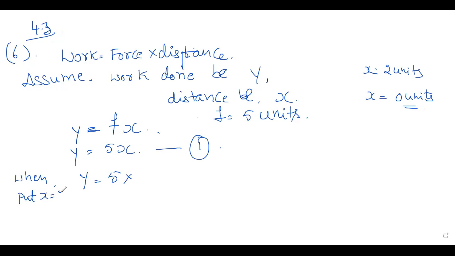X is equal to 2. 2 units, Y is 10. So what are the points here? When x is 2, y is 10. So you have to find the coordinates. They have asked you to draw the graph, so we are finding the points. In the question they have given only 0 and 2. You can take 1, 2, -1, no problem.